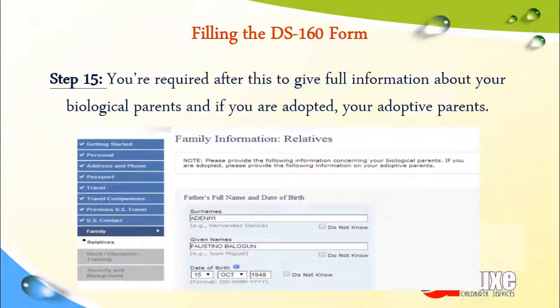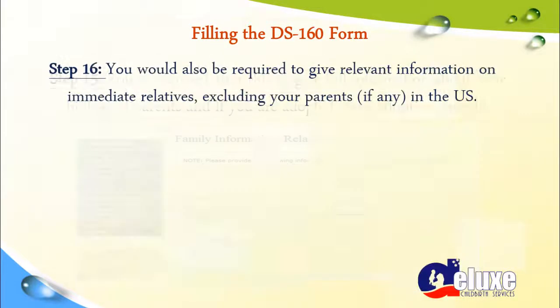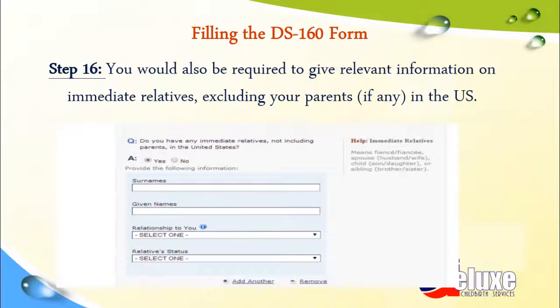Step 15. You're required, after this, to give full information about your biological parents, and if you're adopted, your adoptive parents. Step 16. You would also be required to give relevant information on immediate relatives, excluding your parents, if any, in the U.S. Your immediate relatives are only your spouse, fiancé or fiancée, children, and siblings only. Close family, friends, and in-laws are not your immediate relatives in this context.